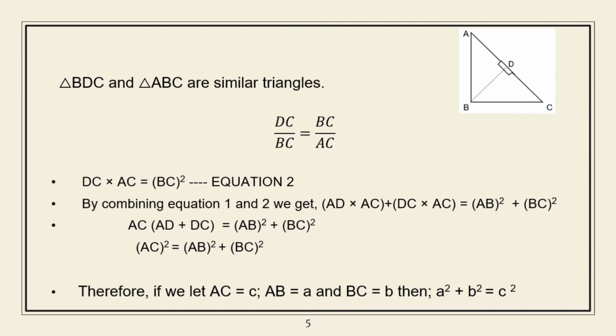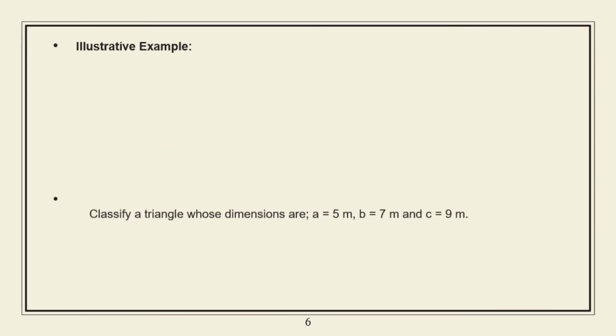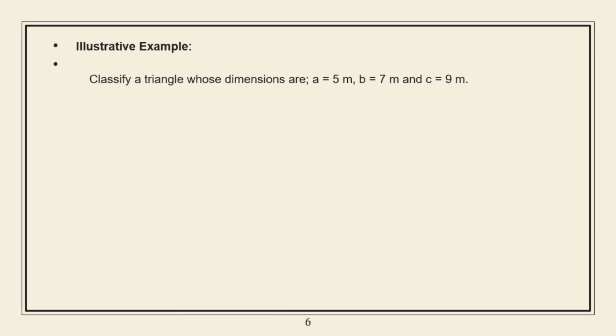Therefore, if we let AC equal C, AB equal A, and BC equal B, then A squared plus B squared is equal to C squared. Okay, let's have an example. Let us identify what kind of triangle it is given the sizes of the sides. If A is 5 meters, B is 7 meters, and C is 9 meters.